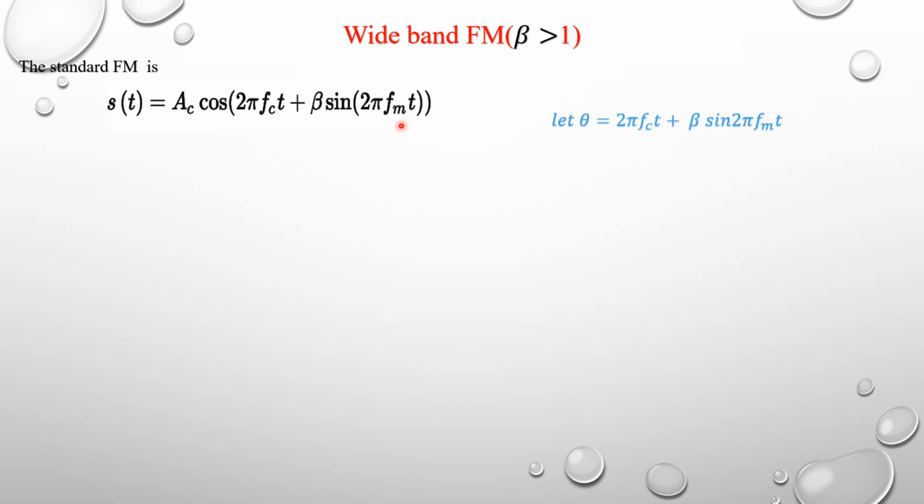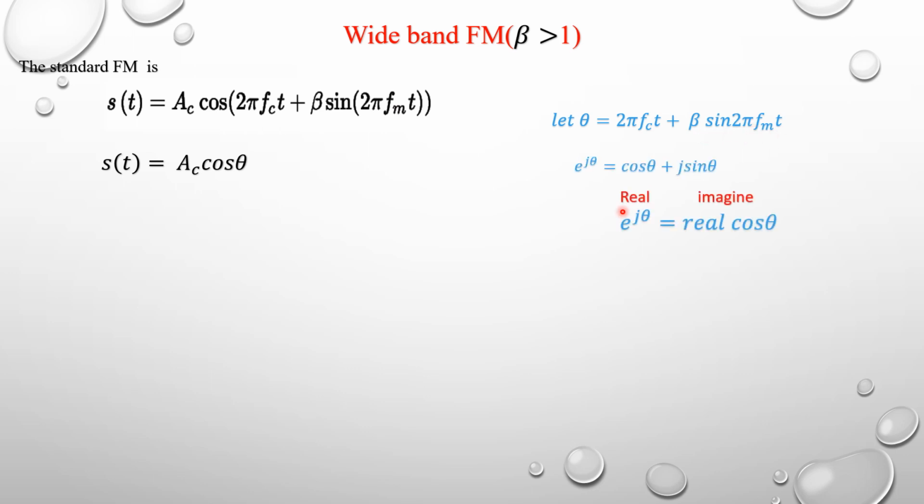Let us assume theta is equal to 2 pi fc t plus beta sin 2 pi fm t. So here 2 pi fc t plus beta sin 2 pi fm t is equal to theta. Just modify the equation. So s of t is equal to Ac cos theta, where theta is equal to 2 pi fc t plus beta sin 2 pi fm t.